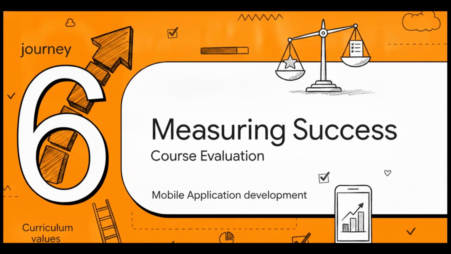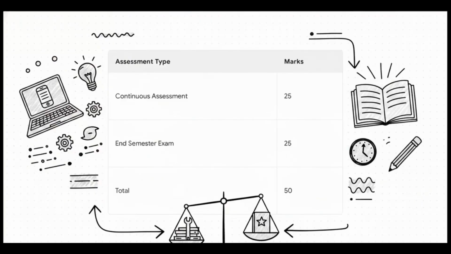Section 6. Measuring your success. Now, what's really fascinating about this syllabus is how they actually evaluate your journey. The grading structure tells you exactly what the curriculum values most, and it's a perfect 50-50 balance. Out of 50 total marks, 25 are dedicated to continuous assessment. That's your day-to-day lab work, and 25 go to your end semester exam. This just proves that you can't just cram at the last minute. Consistent effort and practical application throughout the whole semester carry the exact same weight as the final exam.